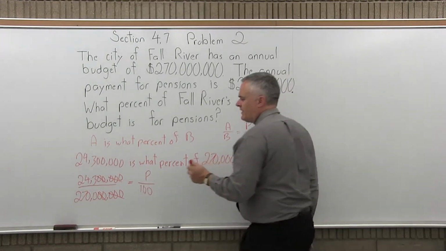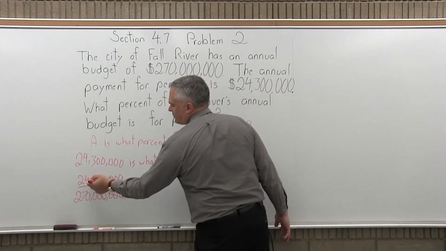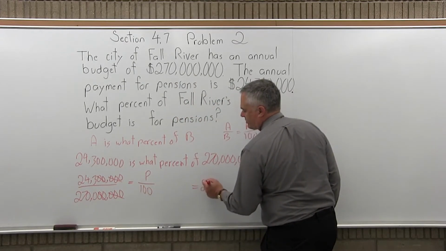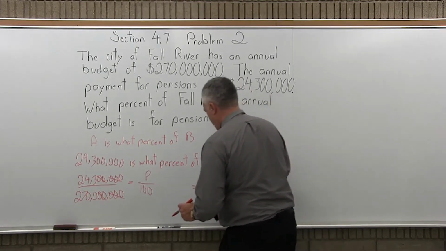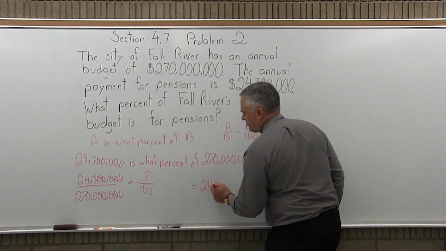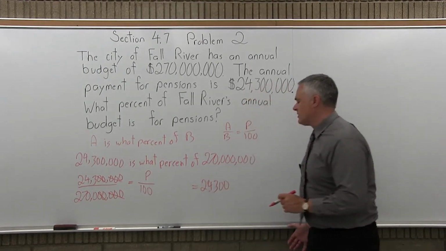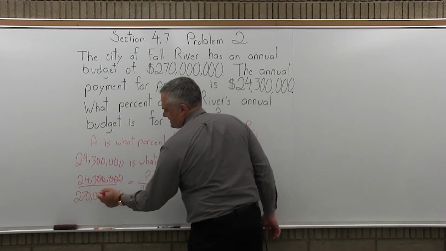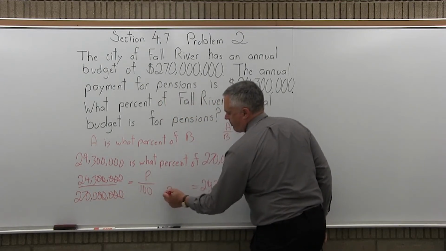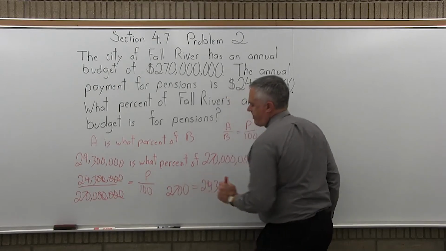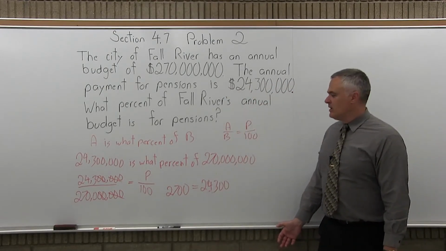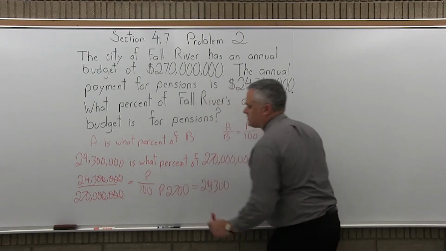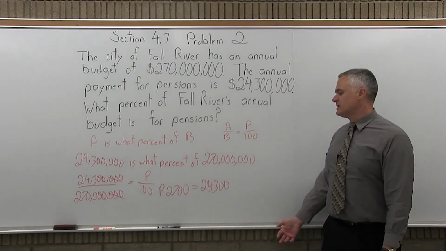So now when we cross multiply, I have 243 times 100. I'll put it on this side. 243 times 100 is 243 with 2 zeros after it. So it would be 24,300. And then P times 2,700. Oops, forgot the P. P times 2,700 is 2,700 P, or P 2,700.